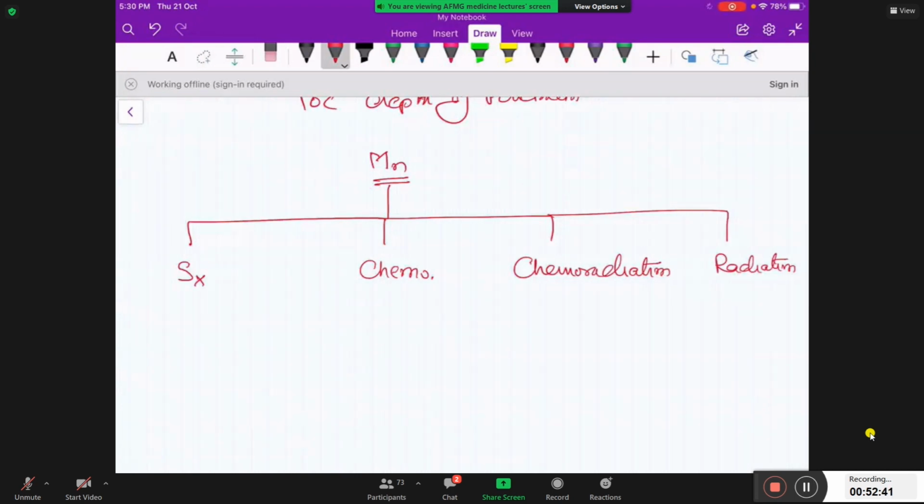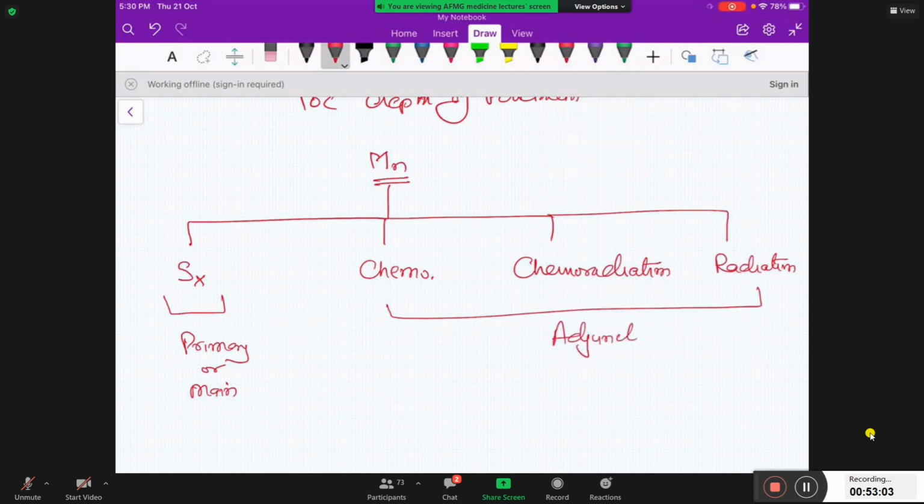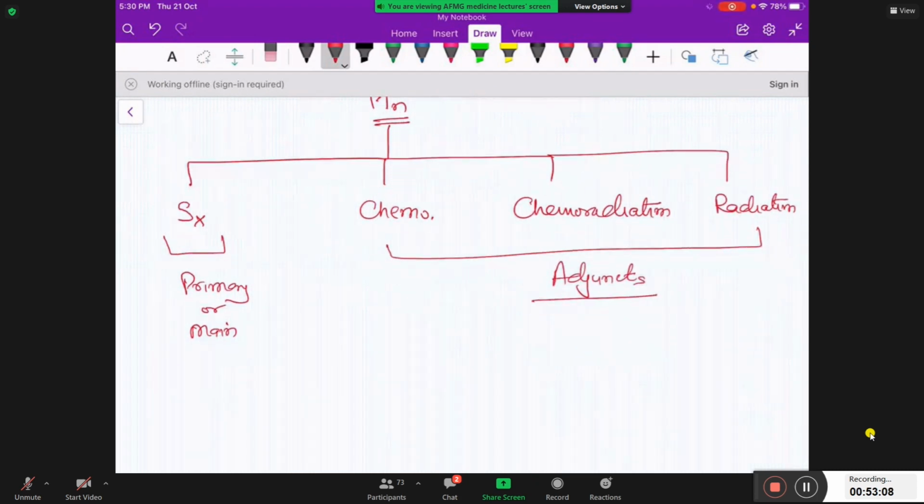These are the various options we have. First of all, surgery is the primary or main modality. These are all adjuncts. They can ask you, is there any role of radiation in carcinoma esophagus? So you should know that yes, there is a role.